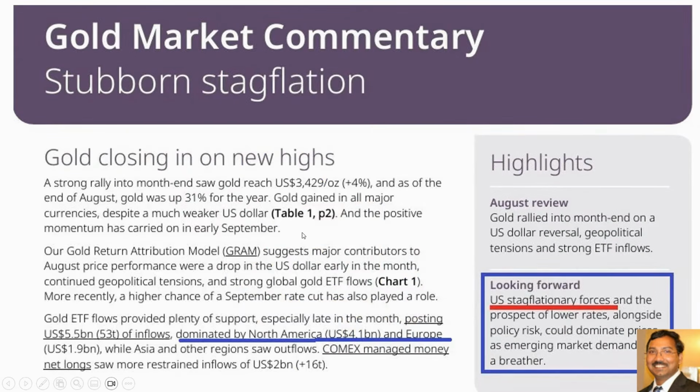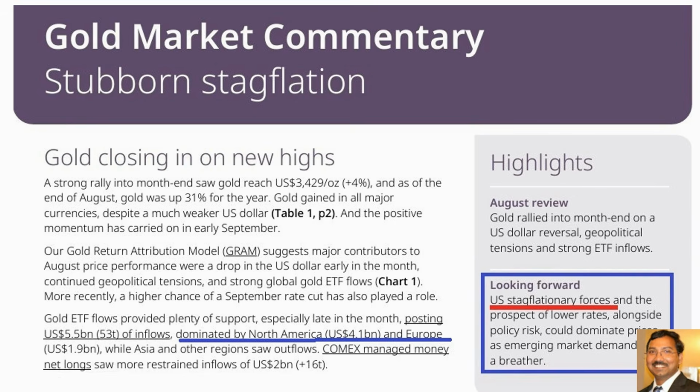And this is a report from the World Gold Council, the gold market commentary, Stubborn Stagflation. This report came out on September 5th. What they're saying is that US stagflationary forces and the prospect of lower rates alongside policy risk could dominate prices as emerging market demand takes a breather. So there is a high chance that stagflationary forces are there.